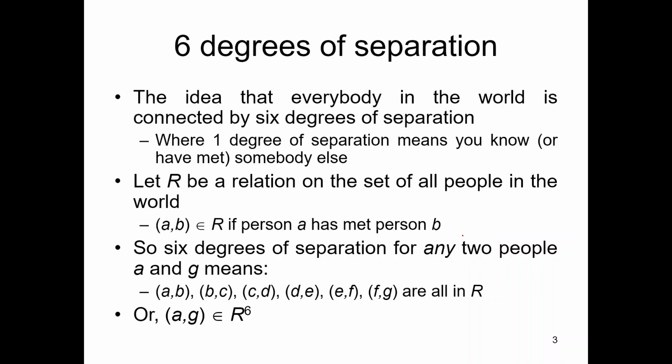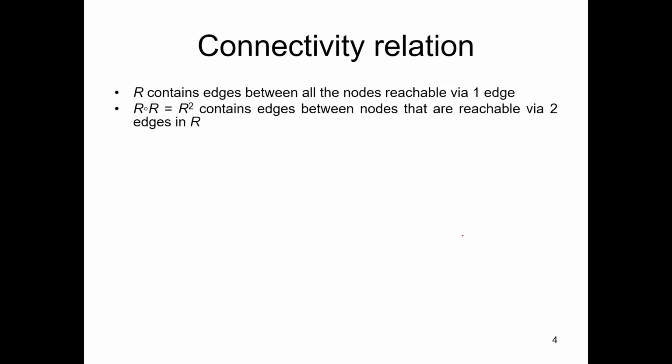Okay, so the power that we raise R to, that is the power of R, indicates the degrees of separation. So that leads us to the concept of connectivity relation. What does R mean? R contains edges between all the nodes reachable via one edge. R composition R, that is R square, contains edges between nodes that are reachable via two edges in R, that is 2 degrees of separation.